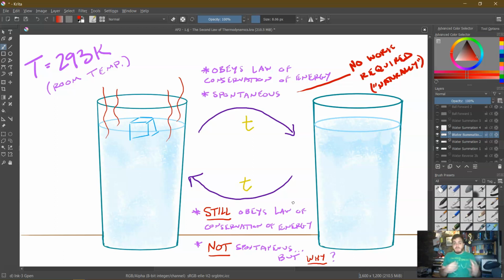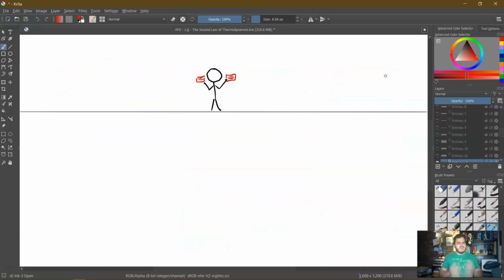Because according to the law of conservation of energy, which, remember, the first law of thermodynamics is a restatement of, according to the first law we've learned about thermodynamics, this should be possible. But why isn't it? Now, to explain why we don't see that occur, we're going to have to go on a bit of a tangent. But I promise this is going to come back together.